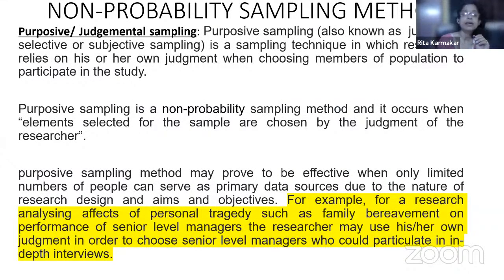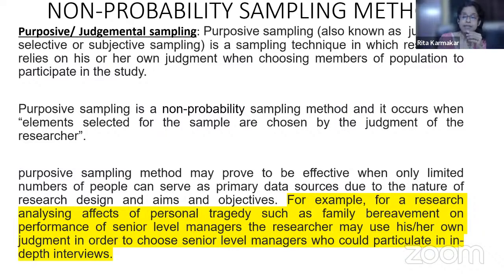Next comes, as we are saying so much about judgment and having a certain purpose, the next one: purposive or judgmental sampling. Purposive sampling is known as judgmental or sometimes subjective sampling as well. It is again a kind of researcher's judgment of whom to select in that particular sample from the population.